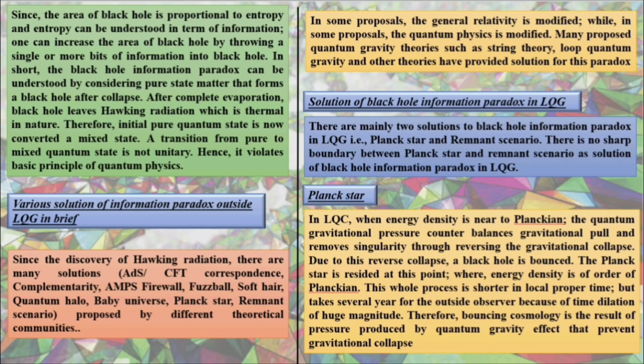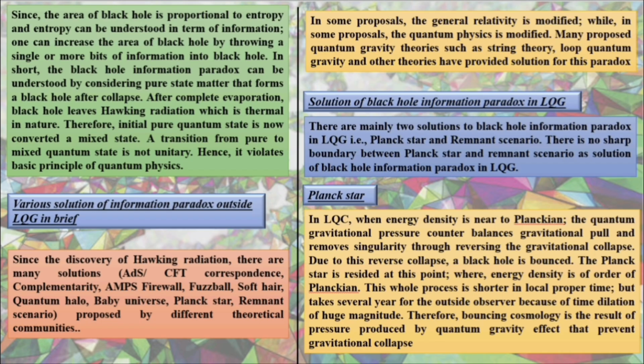Since the area of a black hole is proportional to entropy and entropy can be understood in terms of information, one can increase the area of a black hole by throwing a single or more bits of information into the black hole. It means the black hole information paradox can be understood by considering pure state matter that forms a black hole after collapse. After complete evaporation, the black hole leaves Hawking radiation, which is thermal in nature. Therefore, the initial pure quantum state is now converted into a mixed state. A transition from a pure to a mixed quantum state is not unitary, and that is why information loss occurs, as it violates the basic principle of quantum mechanics, that is the principle of unitarity.